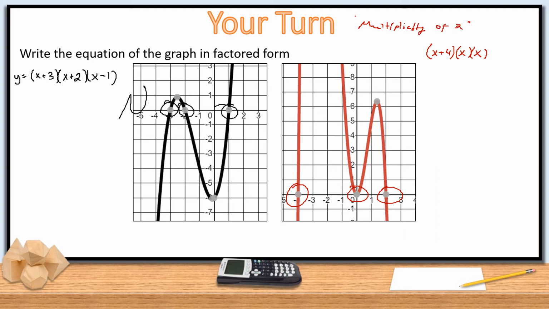Of 2. And then the last one, x minus 2. So again, try it. Type that in Desmos, see, are you right? But the double x causes a turning point at x equals 0. So we would say multiplicity of 2.